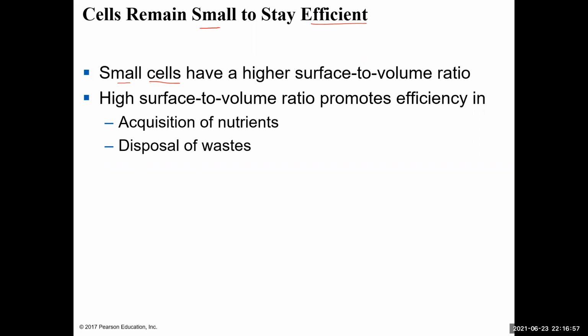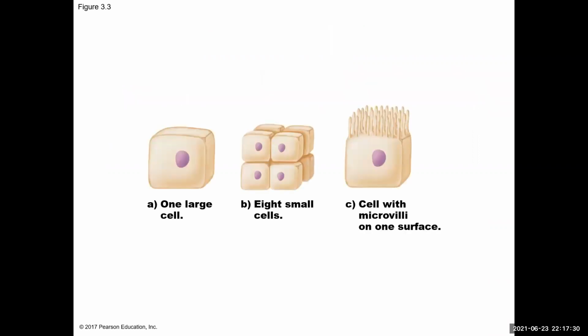And this matters because the high surface to volume ratio allows cells to diffuse material and to move material in and out of the cell much more efficiently. So they're much more efficient at acquiring nutrients and getting rid of waste through active and passive transport mechanisms because they are smaller. So it's much more efficient at moving things across that cellular membrane.